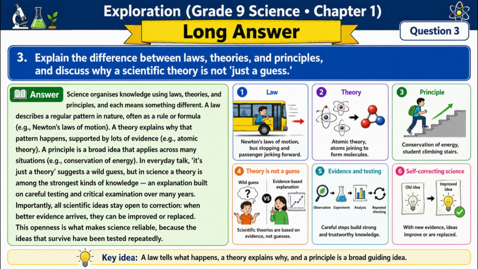In everyday talk, "it's just a theory" suggests a wild guess, but in science, a theory is among the strongest kinds of knowledge, an explanation built on careful testing and critical examination over many years. Importantly, all scientific ideas stay open to correction. When better evidence arrives, they can be improved or replaced. This openness is what makes science reliable, because the ideas that survive have been tested repeatedly.